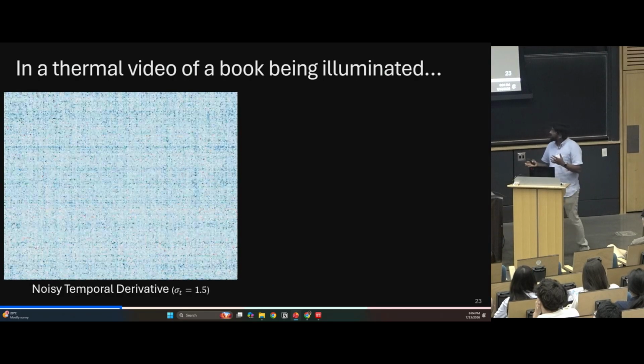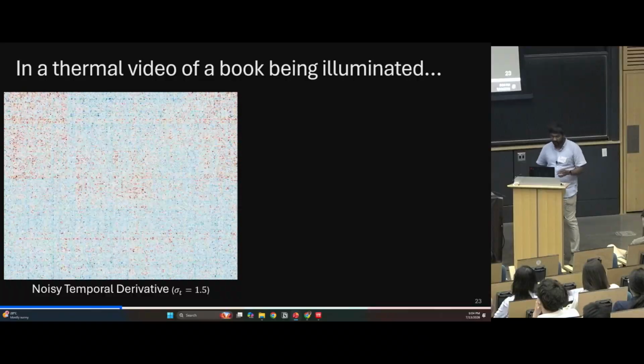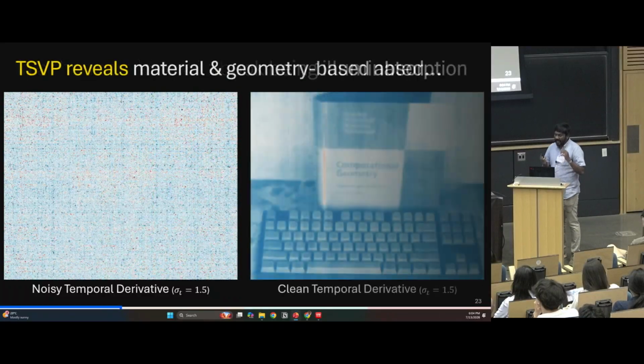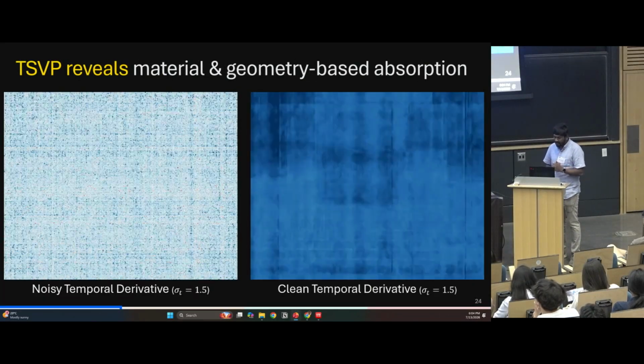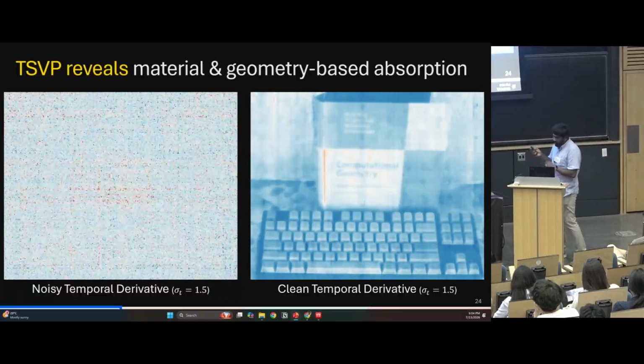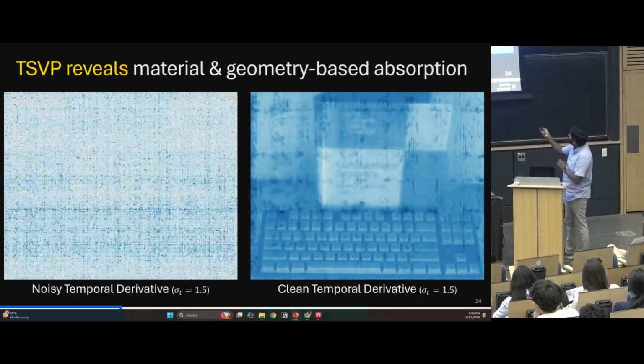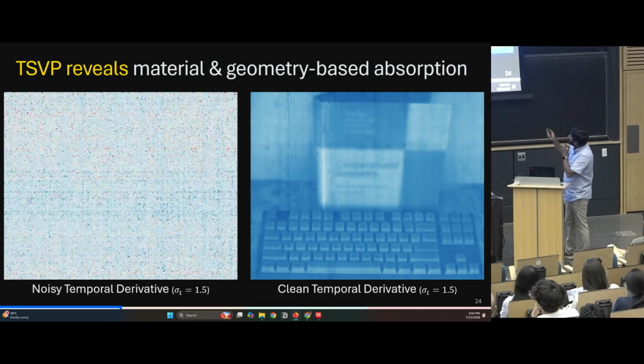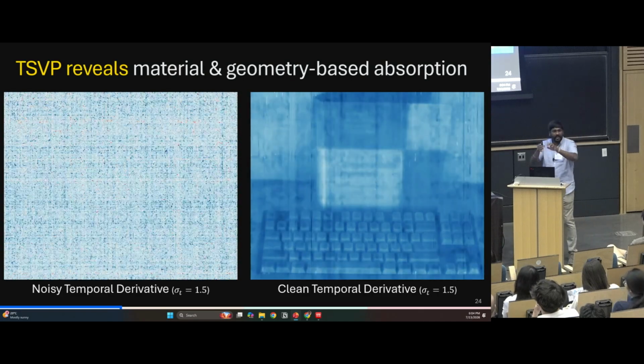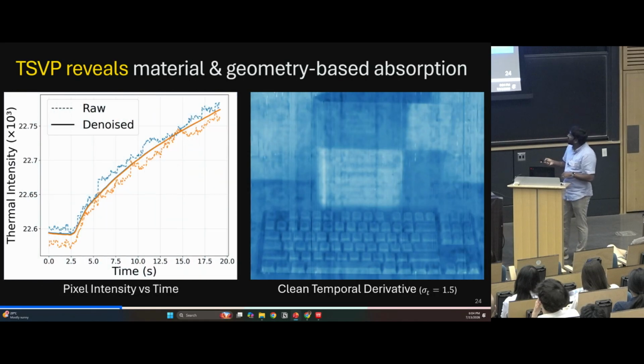But the noisy temporal derivative is simply incorrigible. But after applying temporal-spatial video processing, we get spatially coherent, consistent derivatives, so much so that you can actually read the book. And the derivatives actually get smoother over time. That's because once conduction kicks in, the contrast will reduce. And if you look at any particular pixel plot, you can see that the noisy measurements are consistently apart, and the denoising makes it smooth, aligns them together, and the profile is also smooth.